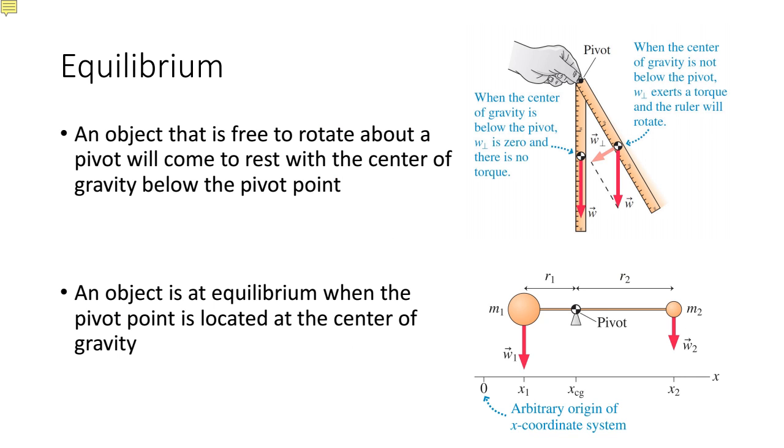An object that is free to rotate about a pivot will come to rest with a center of gravity below the pivot point. For example, when you're holding onto a ruler, when you allow it to freely rotate, it'll shift so that it's hanging straight down, and the center of gravity will be right here below this pivot point.